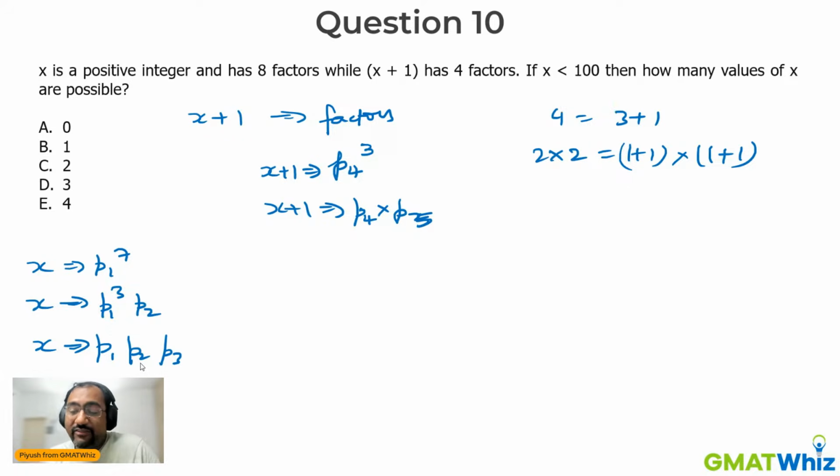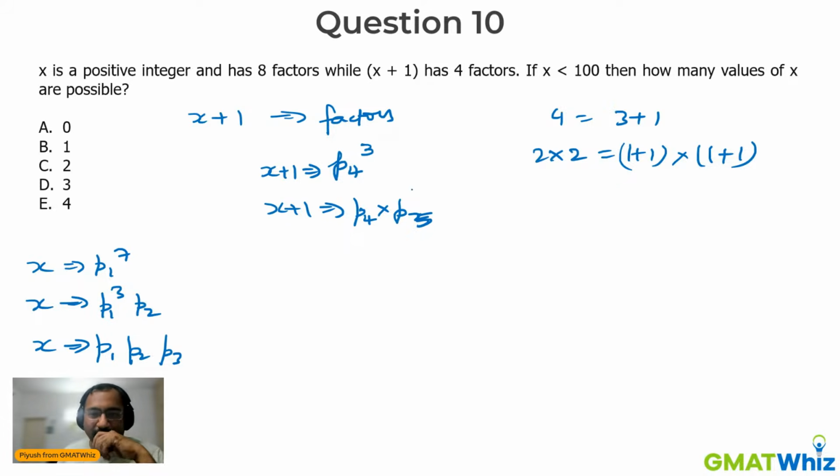So Shivang, 3 prime factors, because 8 can be written as 2 into 2 into 2. If it is 2 into 2 into 2, just do one thing. If x is p1, p2, p3, how many factors does x have? You tell me the number of factors, and you will understand why it can be 3 prime factors also. Okay, you'll get to know that right away.